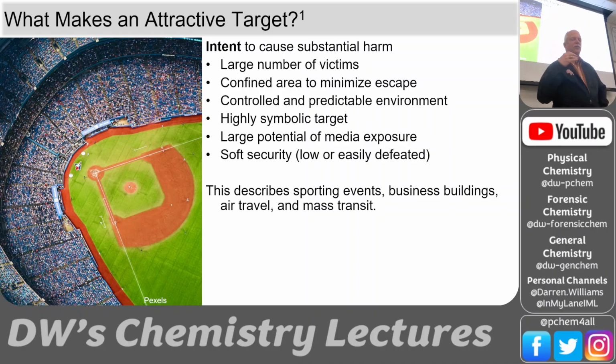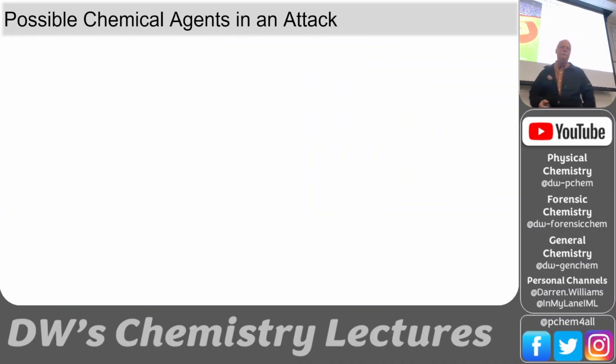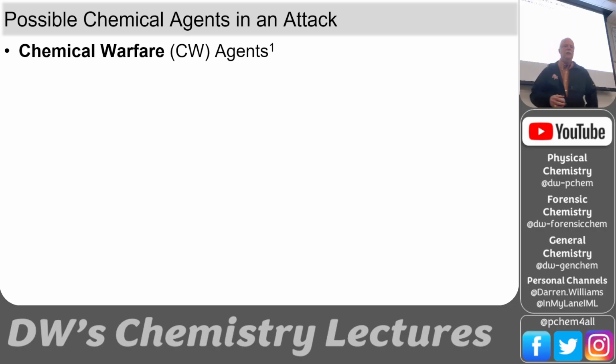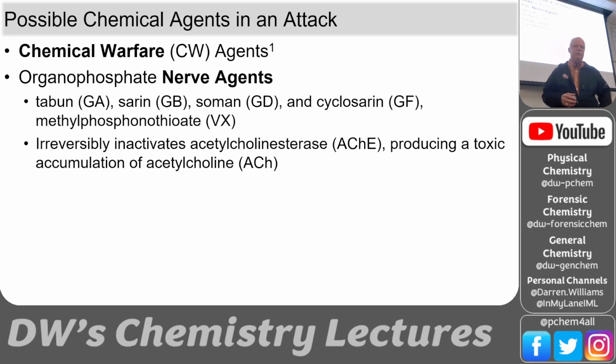The security folks are trying to look at these areas of concern. So let's talk now about some of the terrible capabilities that are out there to harm large groups of people, things like chemical warfare agents. These are organophosphate nerve agents. I've got the structures on the next slide. I added a slide this morning.